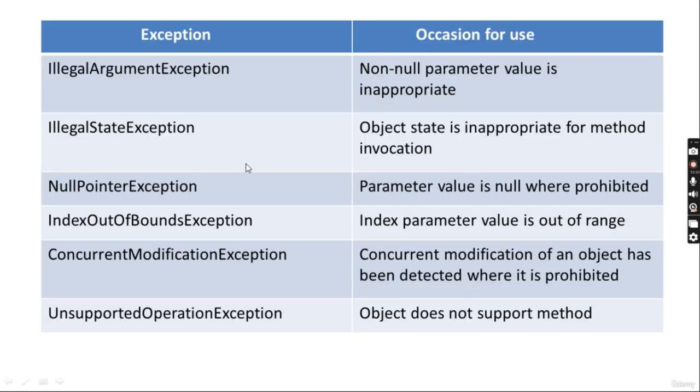Now, these are some exceptions we have already seen, but we will see them again. IllegalArgumentException: non-null parameter value is inappropriate. IllegalStateException: object state is inappropriate for method invocation. NullPointerException: parameter value is null where prohibited. IndexOutOfBoundsException: index parameter value is out of range. ConcurrentModificationException: concurrent modification of an object has been detected where it is prohibited. UnsupportedOperationException: object does not support a method.